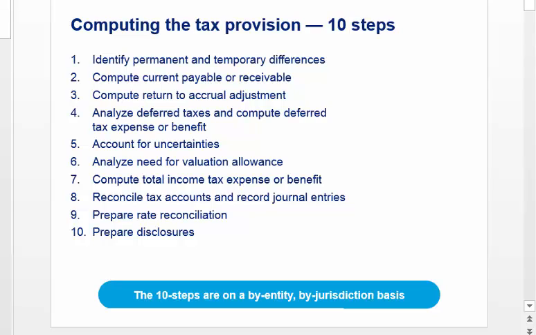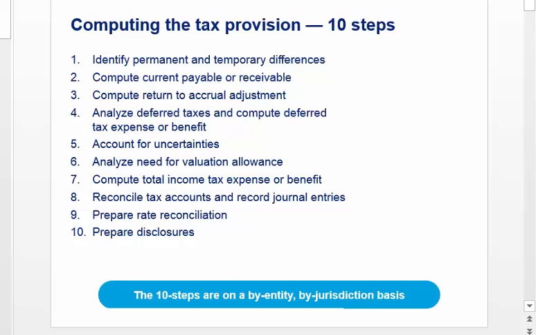Okay? So by the end of tonight, you should feel good about identifying perms versus temps, understanding the current provision and a basic deferred provision, being able to consider how to adjust a provision for an exposure item, a reserve, uncertainties, what a valuation allowance is, and then tonight we're going to package all that with how does it come together. Okay? So how do you pull those first six steps into a provision?